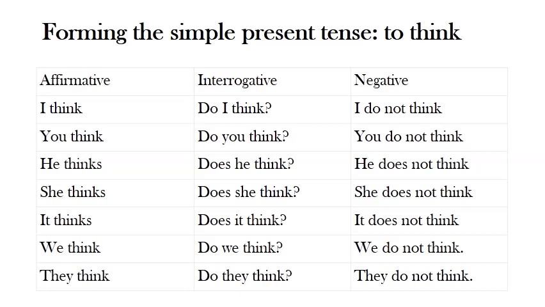I think, do I think, I do not think. You think, do you think, you do not think. He thinks, does he think, he does not think. She thinks, does she think, she does not think. It thinks, does it think, it does not think. We think, do we think, we do not think. They think, do they think, they do not think.